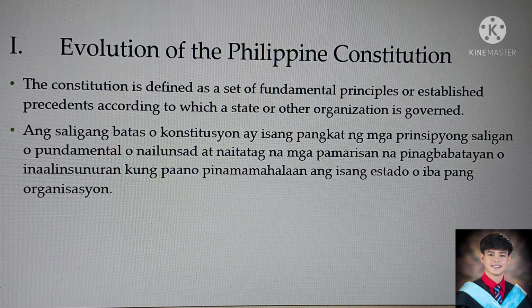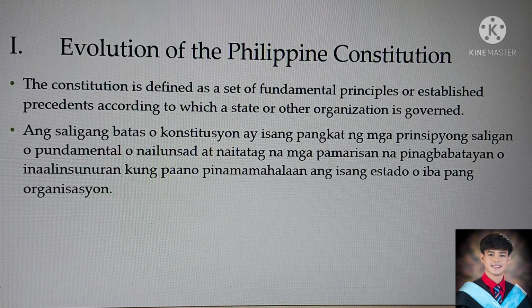So kung makikita natin ang kahulugan ng ating konstitusyon o saligang batas, it is defined in two parts. Una is, it is a set of fundamental principles. Isang pangkat o grupo ng mga tinatawag nating prinsipyong saligan, pamarisan o mga batas.